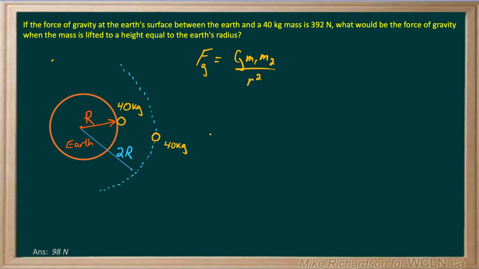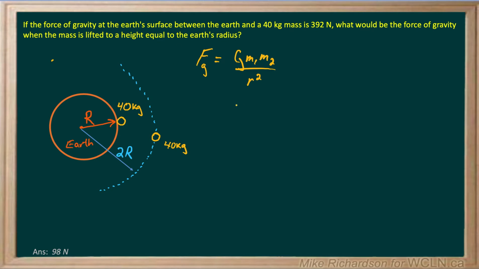We're trying to figure out what it would be if I double that distance, if I go 2 times the radius away. So instead of being at the surface of the Earth, I go a distance where my overall separation between me and the center of the Earth is twice the radius of the Earth. So we could calculate it. We know one of the masses is the mass of the Earth, the other one is 40 kilograms. We know the radius of the Earth, it's on our formula sheet. I could just double it and square it on the bottom and get my number.